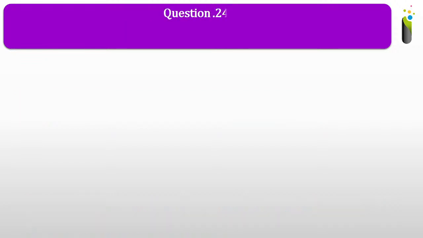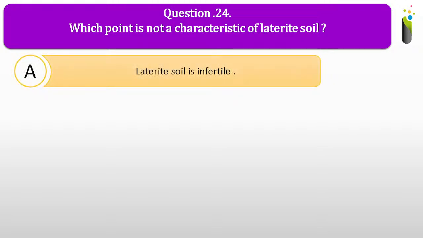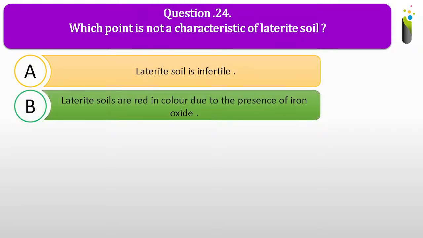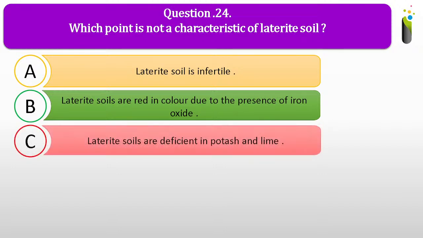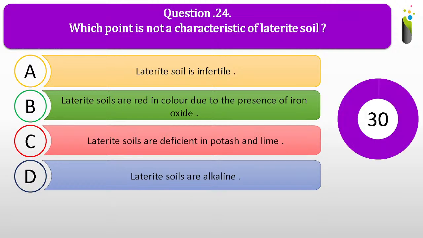Question number 24. Which point is not a characteristic of laterite soil? A. Laterite soil is infertile. B. Laterite soil is red in color due to the presence of iron oxide. C. Laterite soils are deficient in potash and lime. D. Laterite soils are alkaline. And your time starts now.